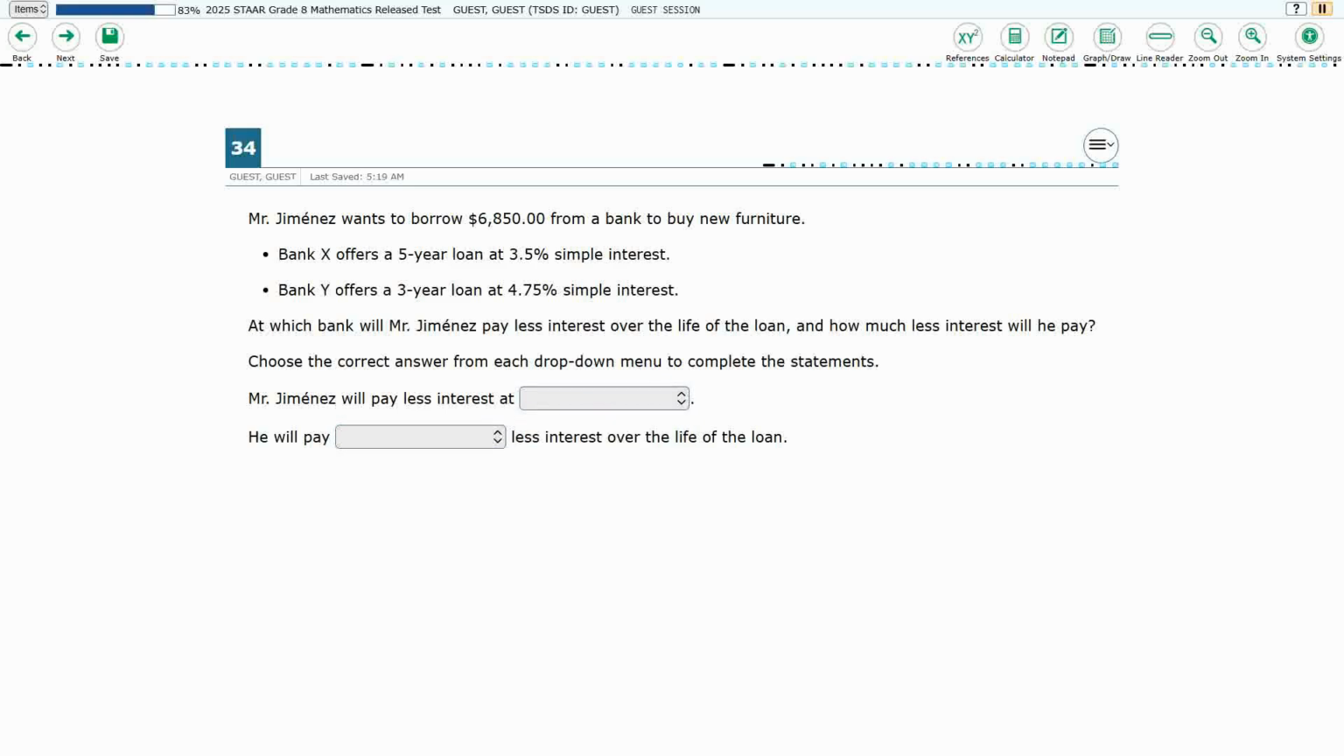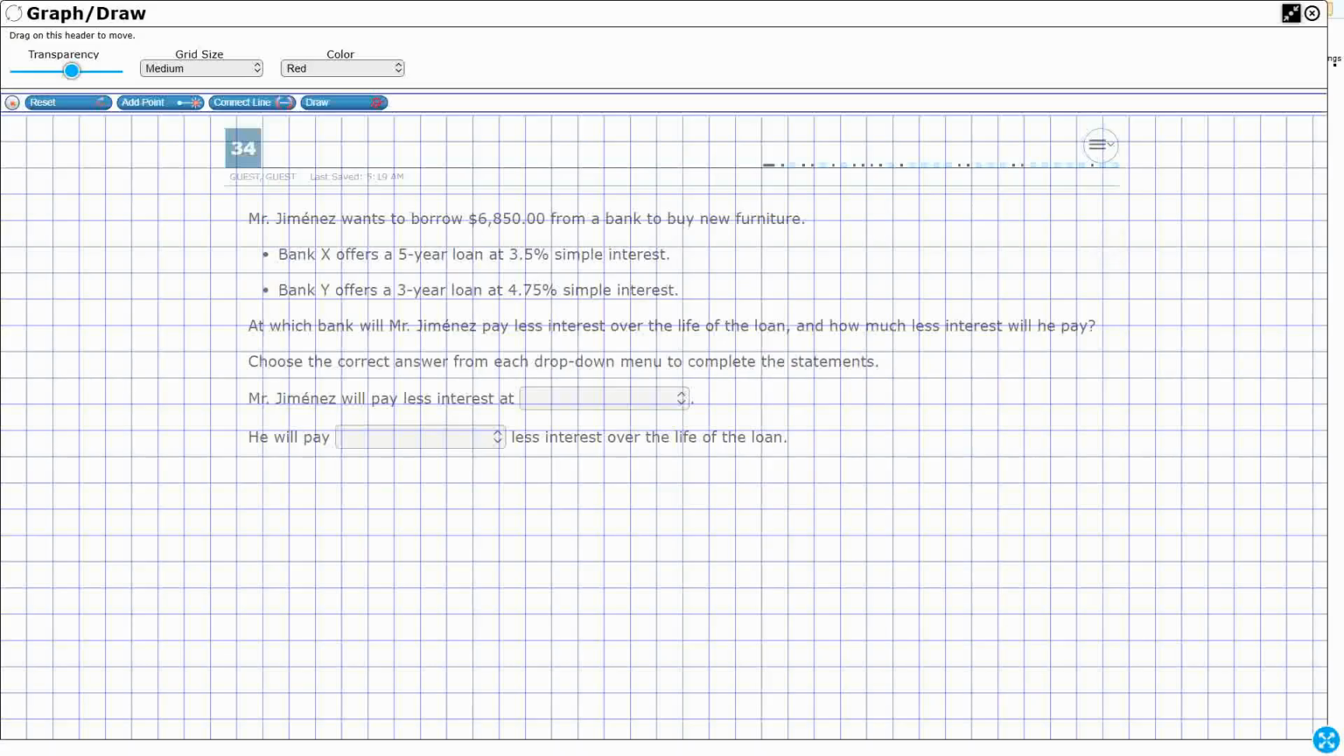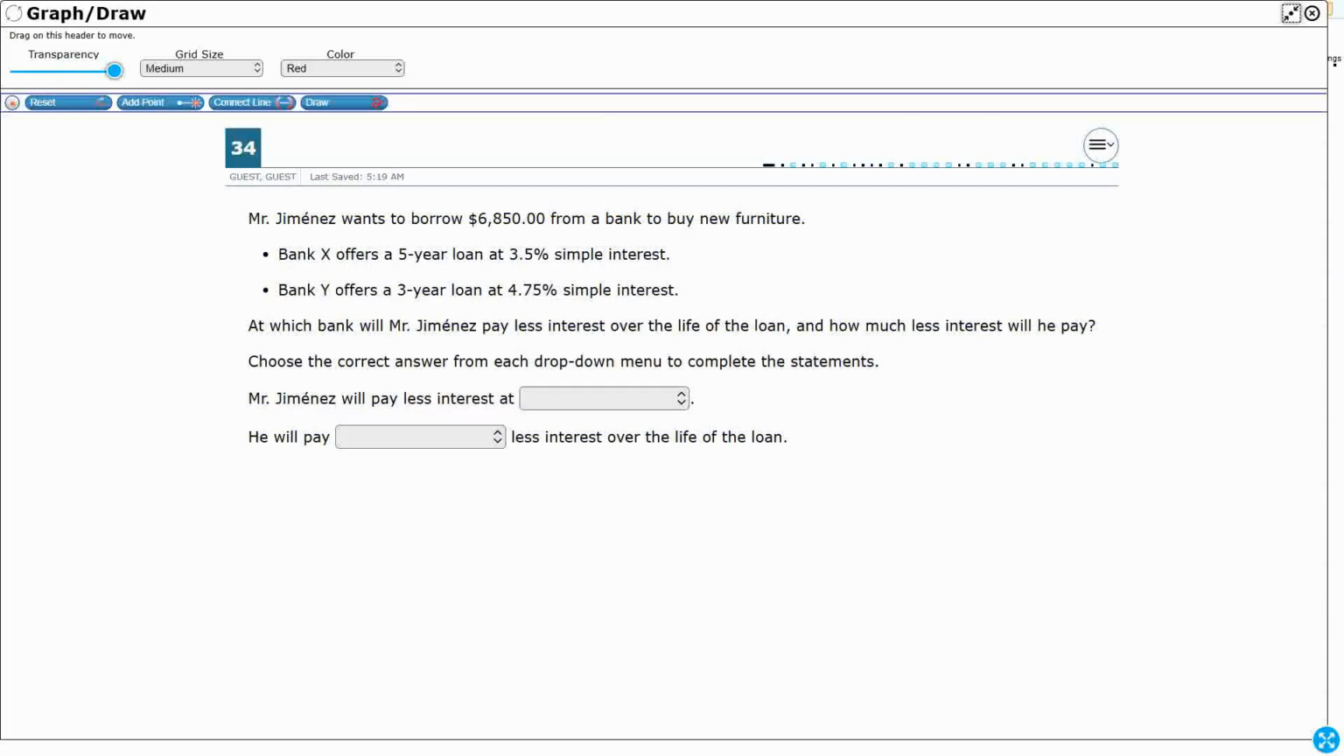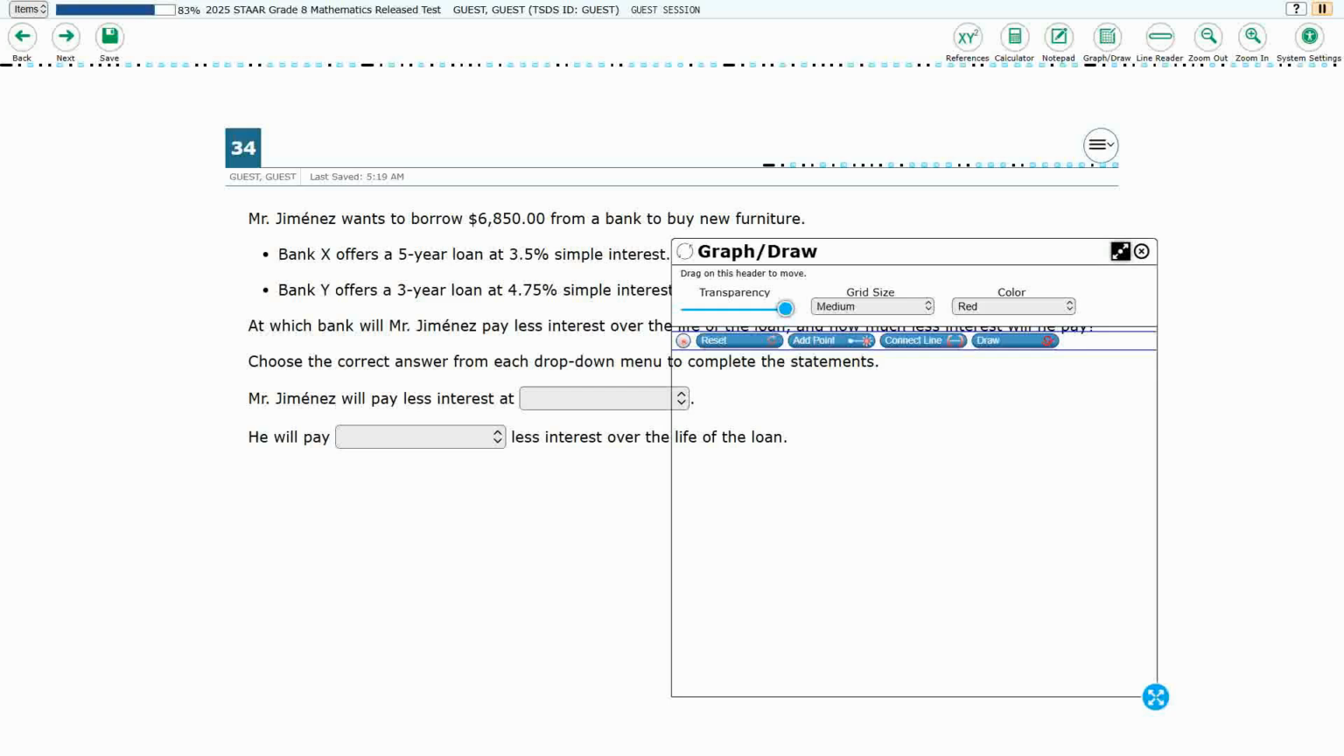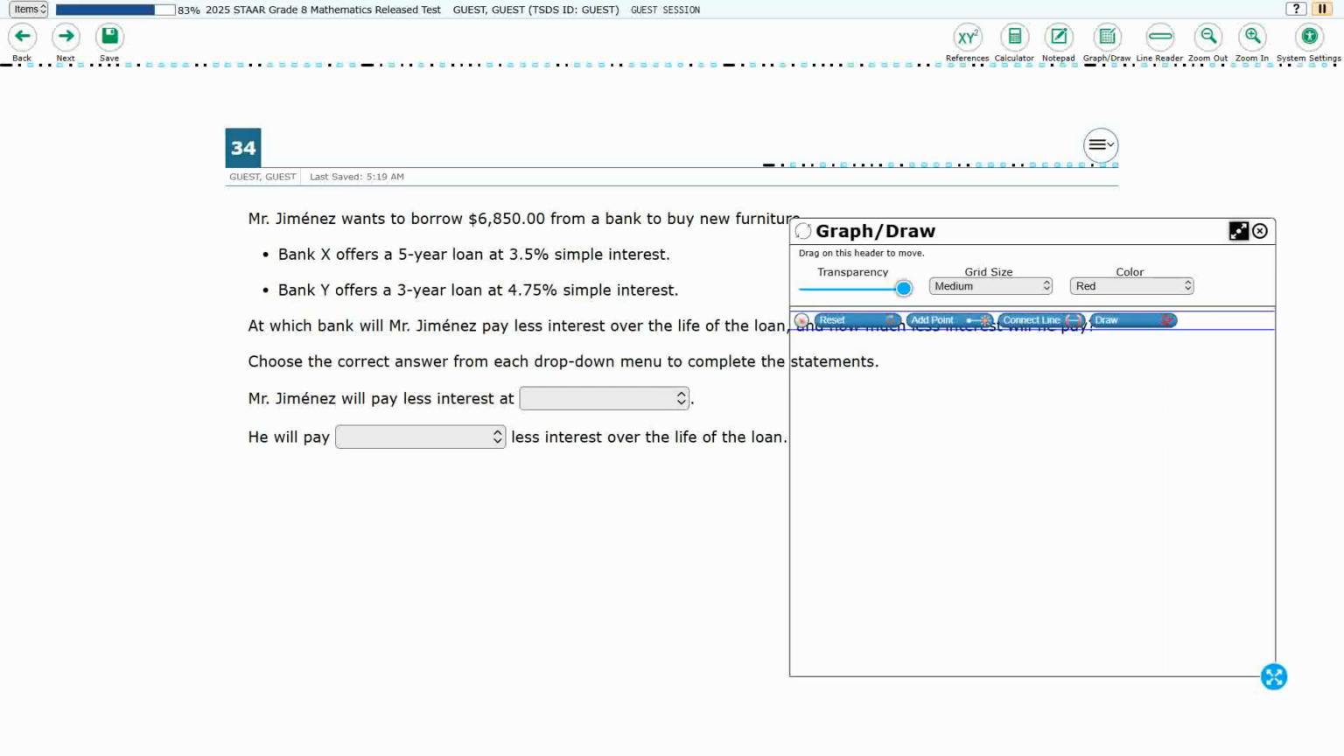And so we need to take a look at comparing the interest at these two banks. Mr. Jimenez wants to borrow $6,850, and we've got two different banks, one offering 5 years at 3.5, so it's lower interest. The other one, Bank Y, offers 3 years, less years, but it's at a higher interest. So which one is he going to pay less interest for? It's an interesting question. So how do we figure out our simple interest? Because it does say we need simple interest.